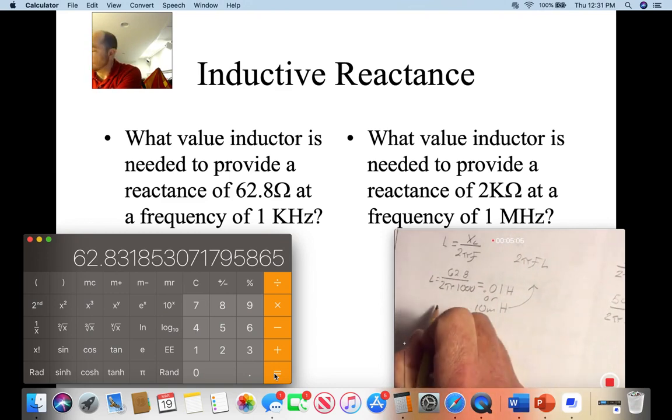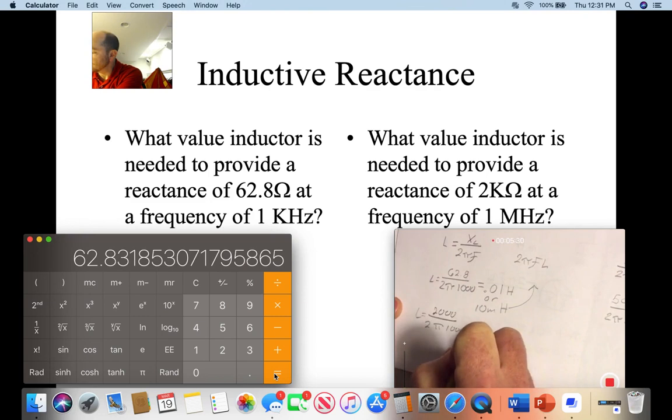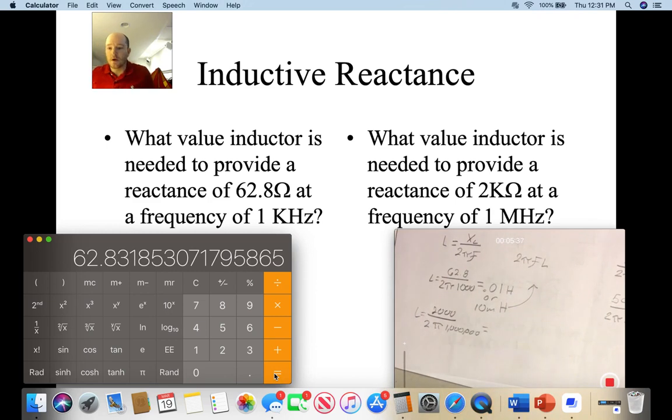Okay. So let's go ahead and run this last one. What value inductance is needed to provide a reactance of 2,000 ohms at 1,000,000 hertz? So we take 2 pi over, oh boy, omega, okay? So that's going to be 6 zeros. So what size inductor are we going to do with at that frequency right there to get 2,000?